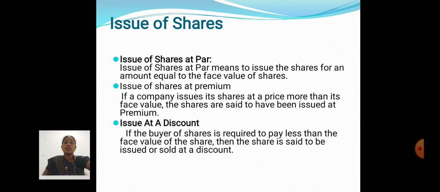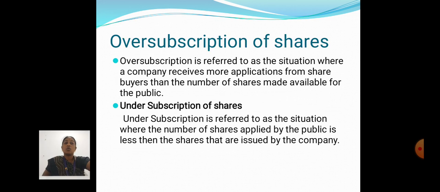And next, shares at premium. If a company issues shares at a price more than its face value, the shares are said to have been issued at premium. Next one, share issue at a discount. If the buyer of shares is required to pay less than the face value of the shares, then the shares are said to be issued or sold at a discount.